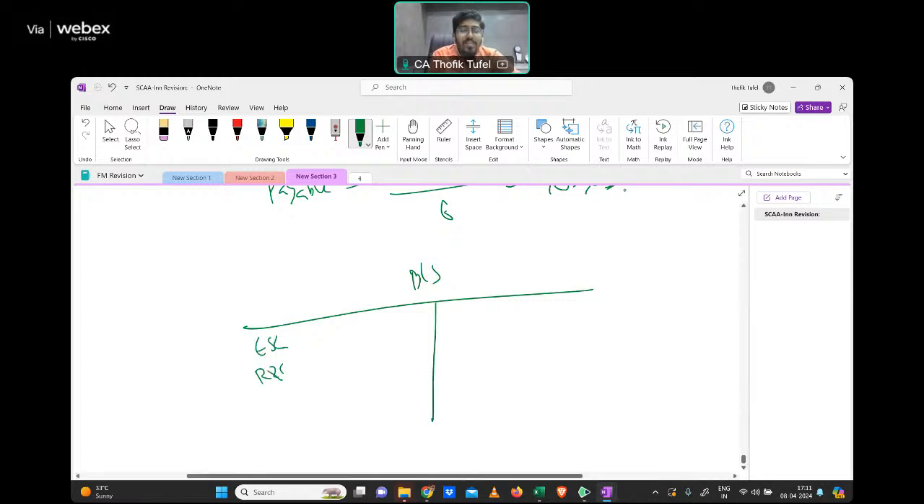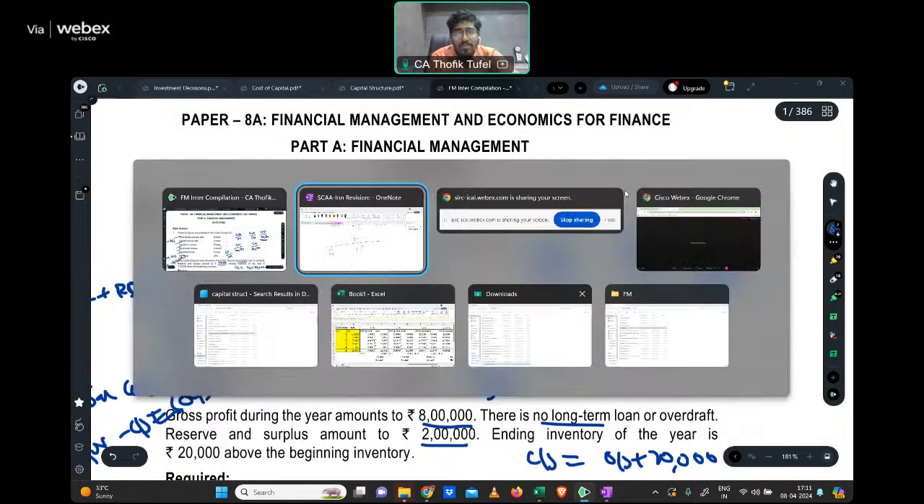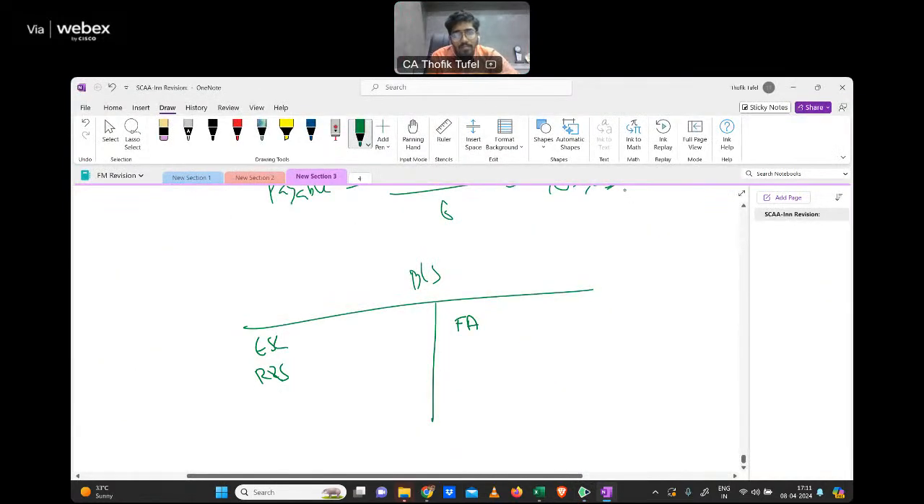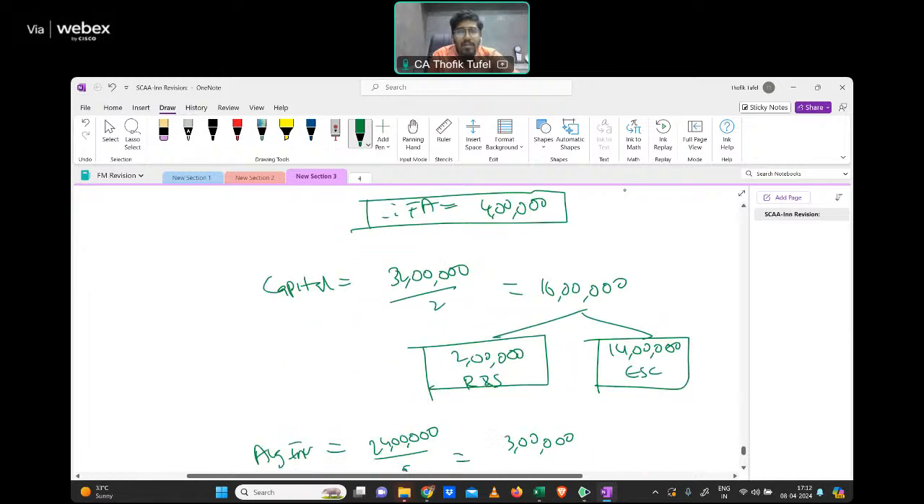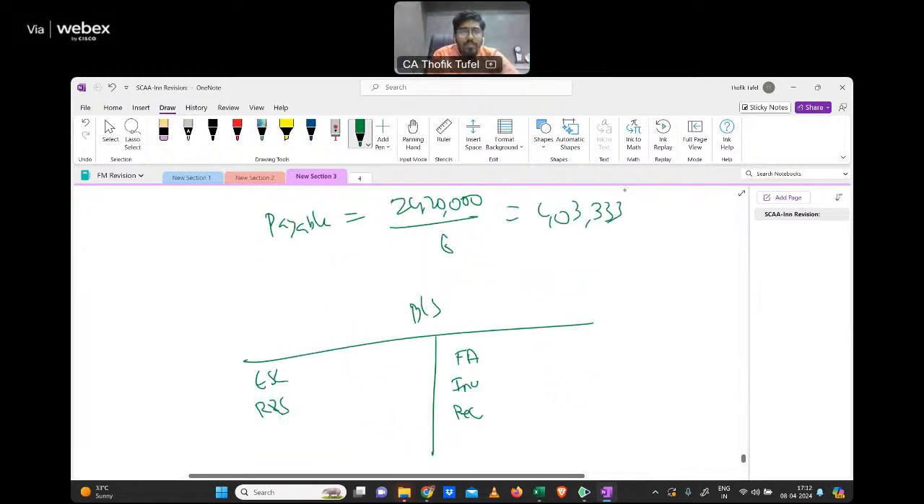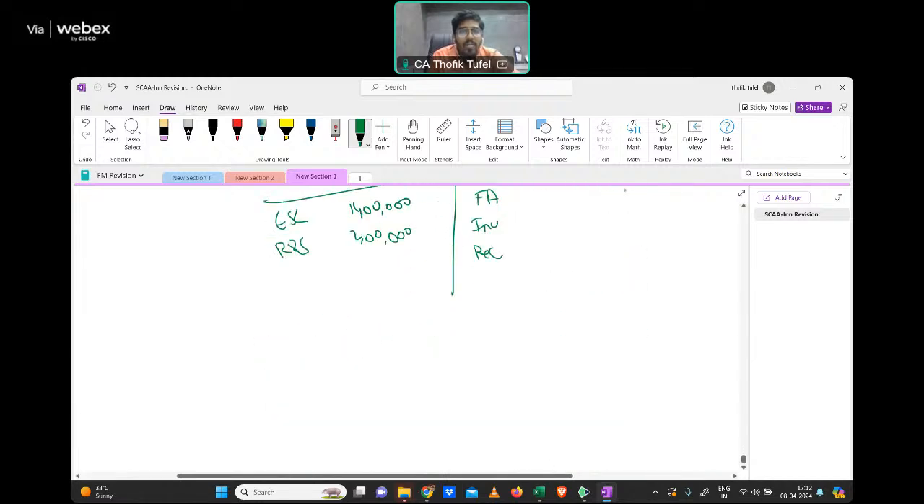Equity share capital, reserves and surplus. ஏன்னா owners funds ரெண்டு மட்டும் தான் இருக்குது. அதே மாதிரி here I am having fixed assets and then current assets என்னென்ன இருக்குது? Inventory, receivables. So equity share capital is 14 lakh and reserves 2 lakh rupees, and the payables.